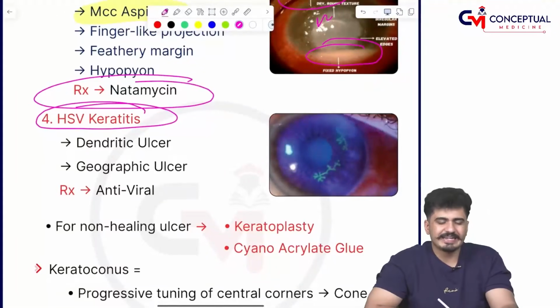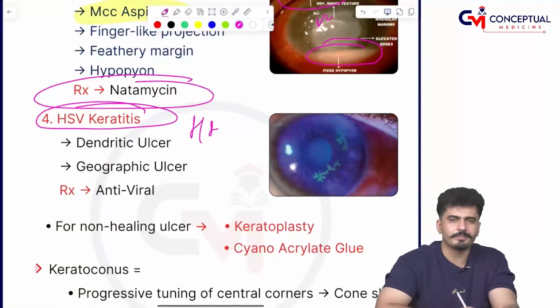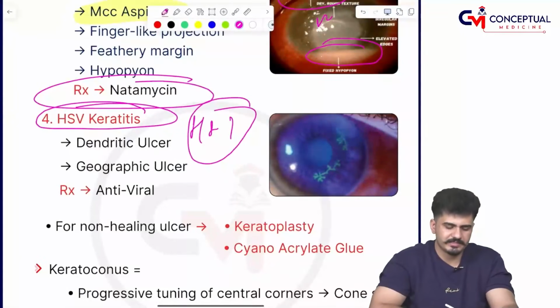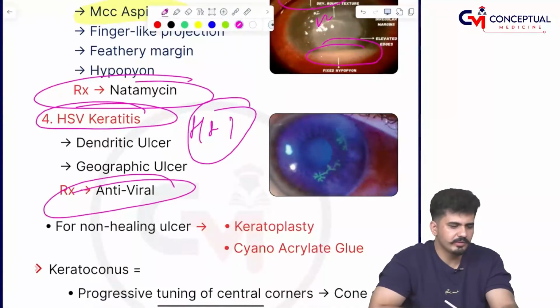HSV keratitis, dendritic ulcer, HSV1 or HSV2? Your answer is HSV1. For HSV1, antiviral therapy we are going to give, sir.